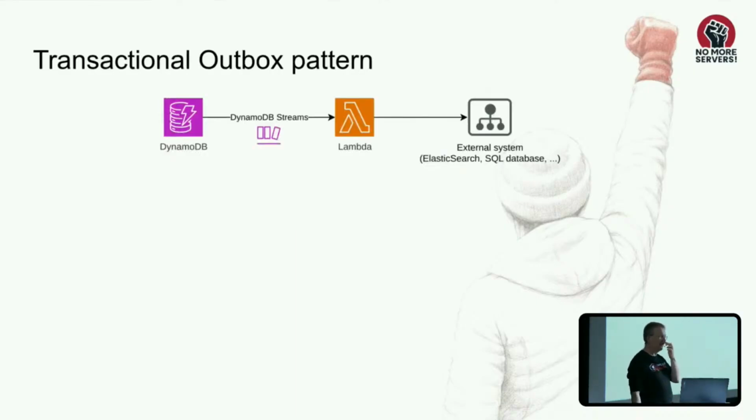Let's look at another design pattern, the transactional outbox pattern. It's a really great pattern. I love it, and you should use it. What it solves, well, you want to write data to DynamoDB and also some other system, and you want to do it atomically. You want both to succeed. So what you do, you attach Lambda to DynamoDB, and when the record is written to Dynamo, Lambda writes it to the external system. Very simple, scalable, efficient.